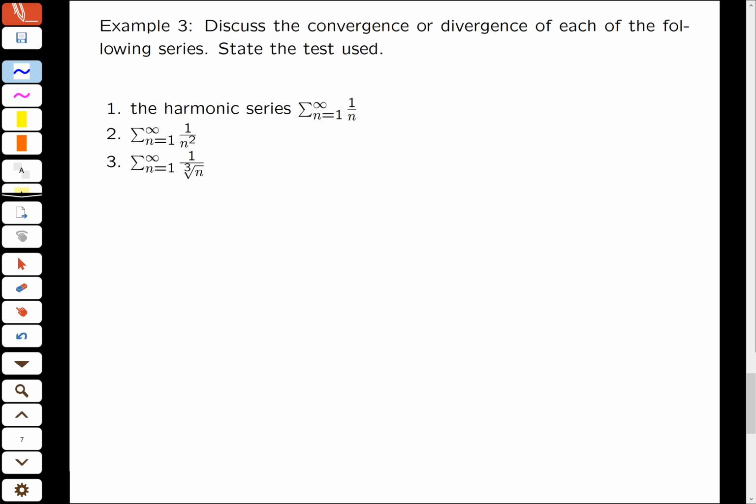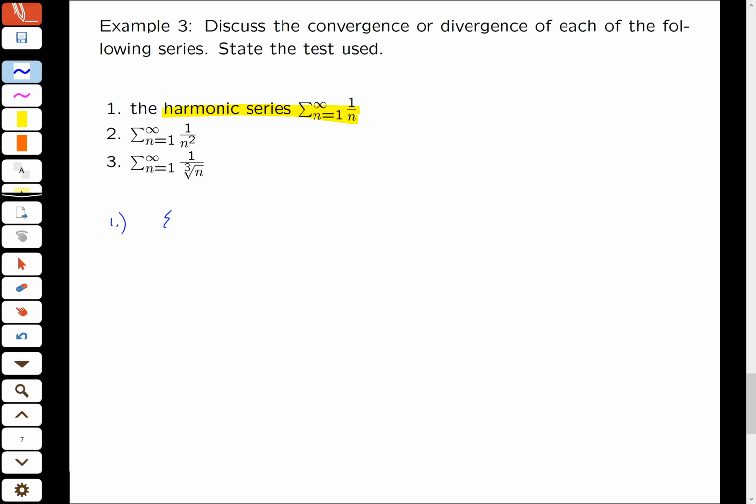So let's look at the convergence or divergence of each of the following series. State the test used. So we're looking at the harmonic series. The harmonic series, this is something you also want to remember this name. The harmonic series is the series 1 over n. I mentioned it last class period, but I told you that it diverged, but I told you I needed the integral test to show you it diverges. Well, in fact, all I need is the p-series test.